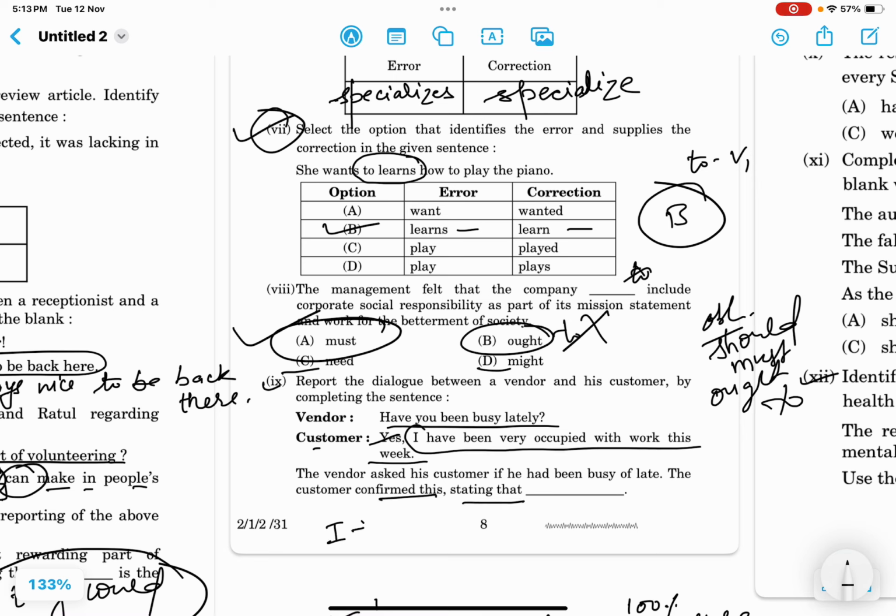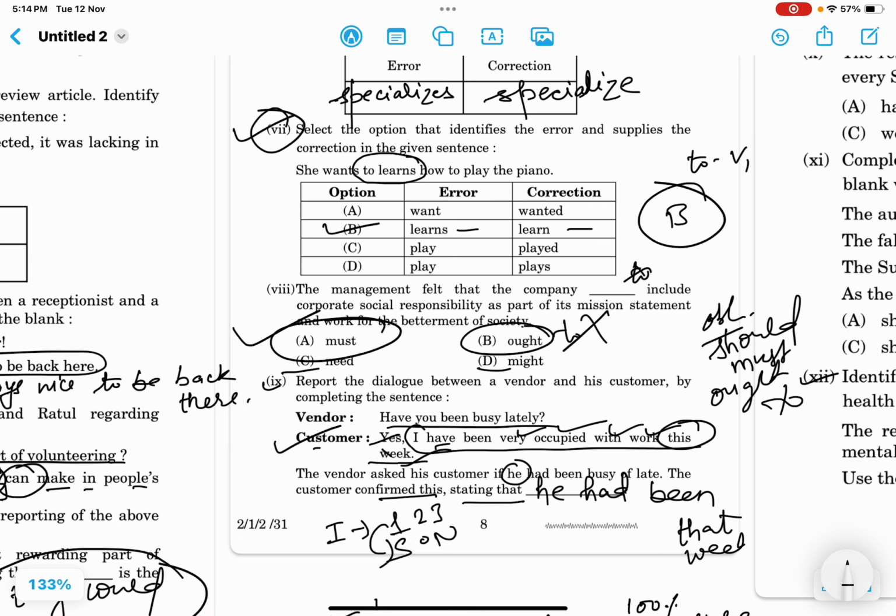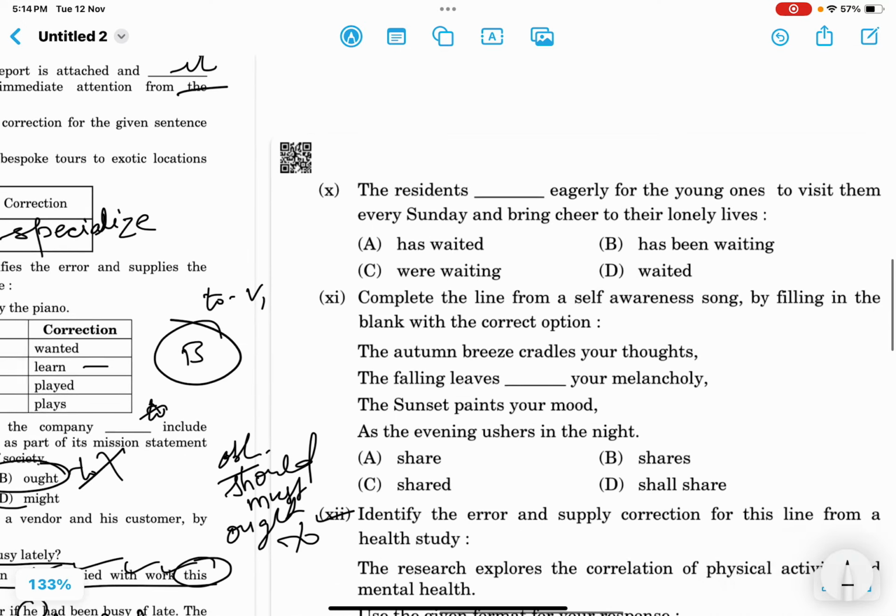I is the first person, change according to subject. So this will change according to the customer. So he, because he is already given. So he has have changed into had. He had been very occupied. This will remain the same with work. Then this change into that week will remain the same. So in this way, we are to write down the answer.